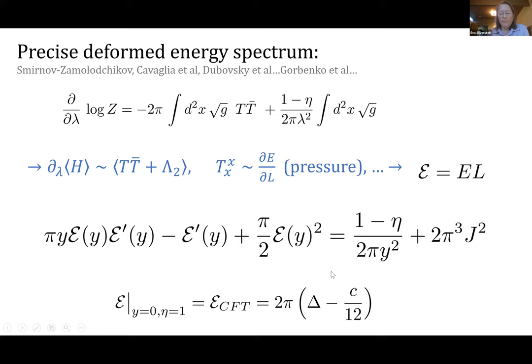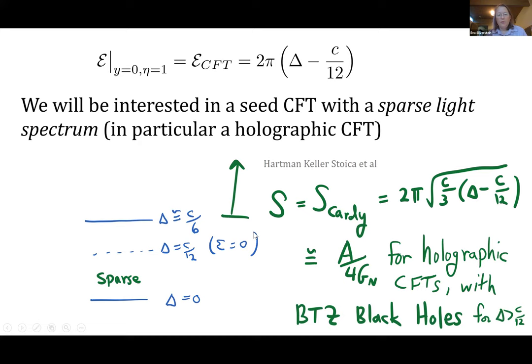This differential equation should be solved with a boundary condition that the energy levels agree with the seed theory, the CFT at y equals zero, the beginning of the trajectory. And those we can, of course, write in terms of the dimensions delta of that theory in this way. Okay, and in particular, we want to work with a CFT that's truly holographic. Sparse light spectrum, or even stronger conditions than that.